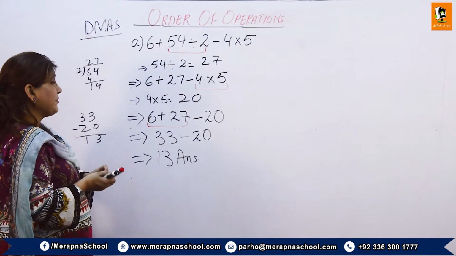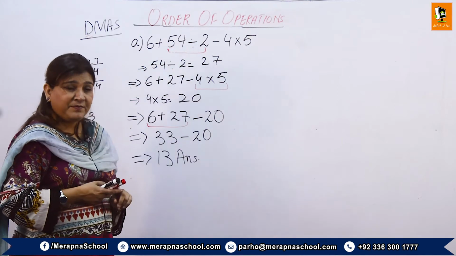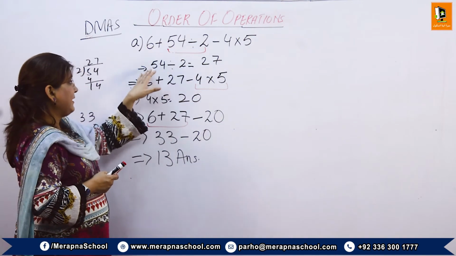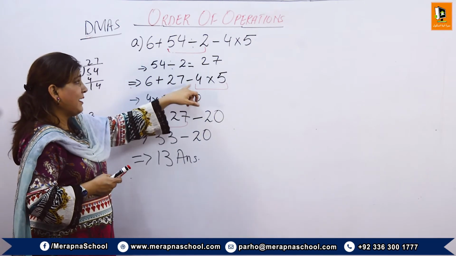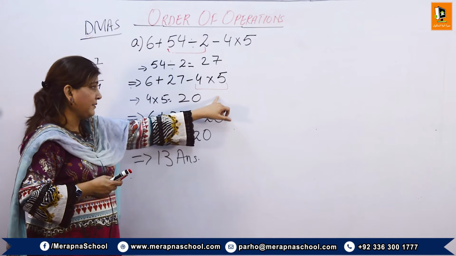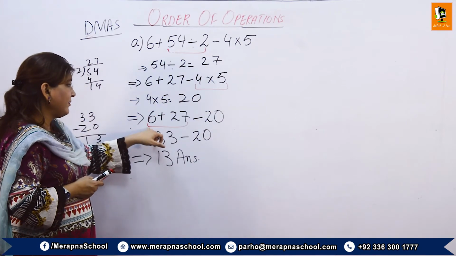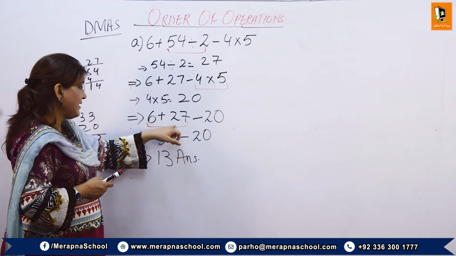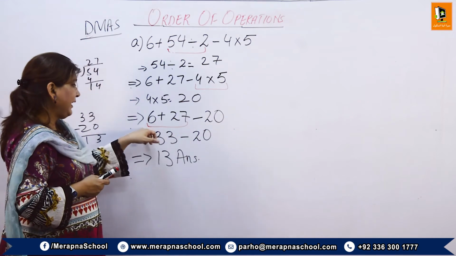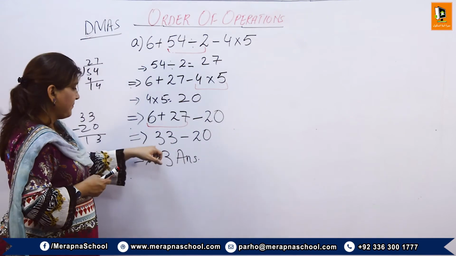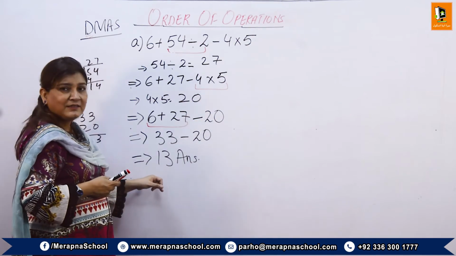Now remember, how do we solve first? In this question we solved division first, and then we copy the same 6 plus 27 is the answer, then minus 4, and then we multiply next. Then we got the answer of multiplication. Then again we solve this, 6 plus 27 minus 20, because we multiplied. Now again we have to do addition. Addition we have written 33, then minus 20, we got 13 as the answer.